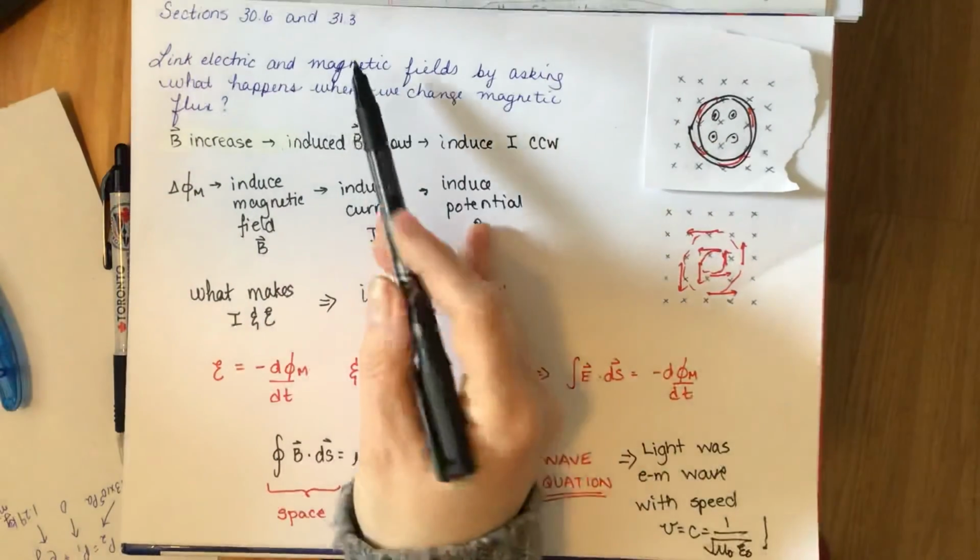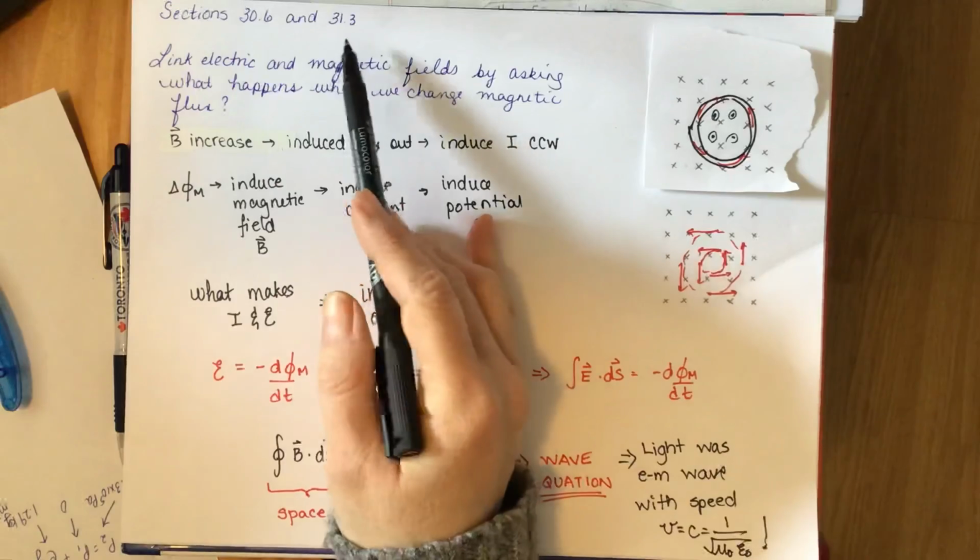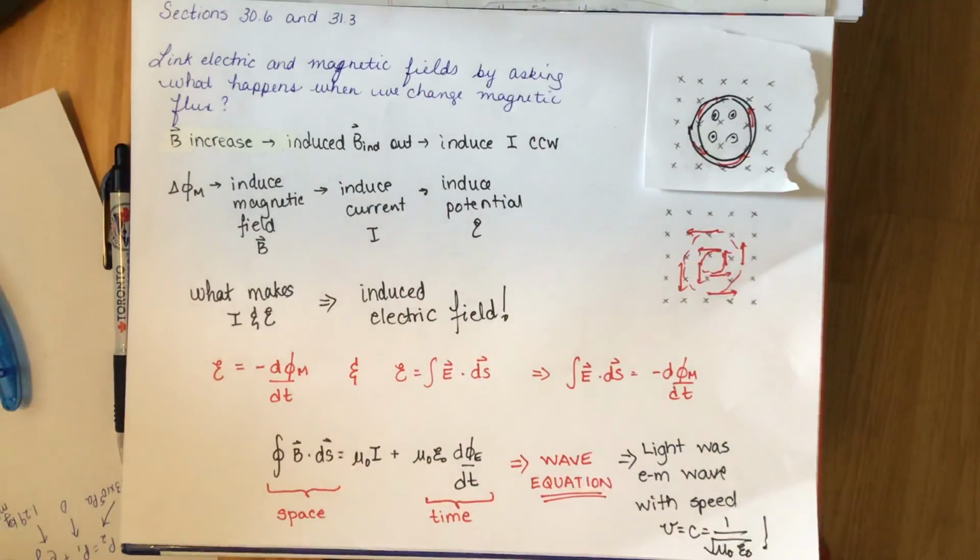The next thing we'll talk about, we won't spend a lot of time. We'll go to section 31.3, and we'll see about how electric fields and magnetic fields are really two sides of a single coin. So we'll do that part next.